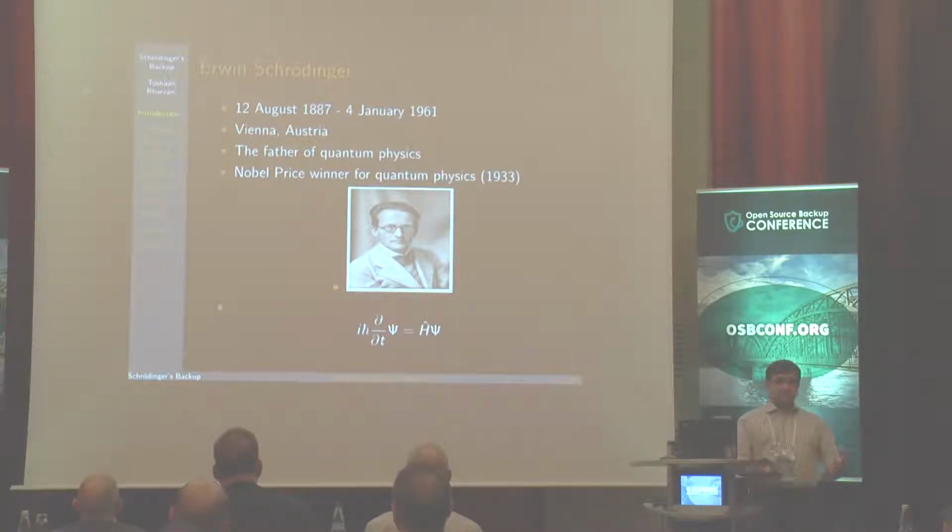So we first have to introduce who Erwin Schrödinger is. I presume everybody knows this already, but he is the father of quantum physics. He won the Nobel Prize in 1933 for quantum physics. That's how he looked. And that equation is what is on his gravestone. So it was so important for him that he put it on his grave. Well, his wife put it on his gravestone for him. So yes, he was very well known for quantum physics.